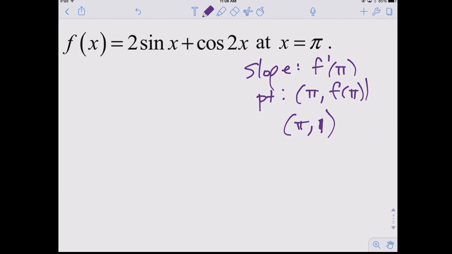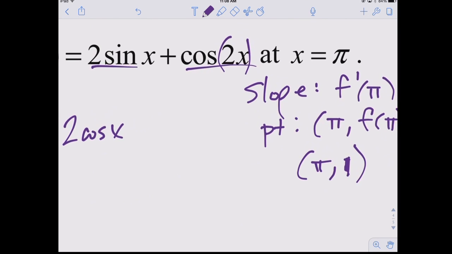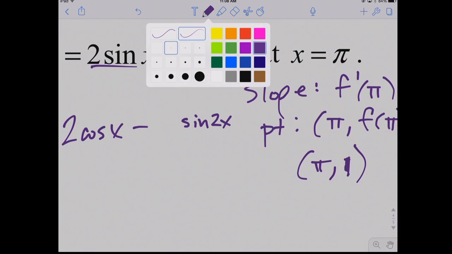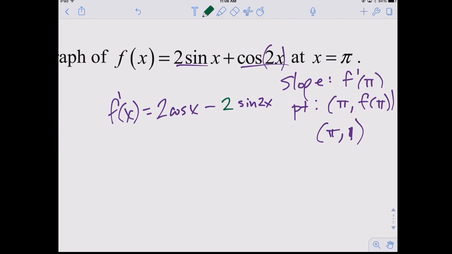Now I need the slope. But before I can find f prime of pi, I got to find f prime of x. Okay, so I got 2 terms. The derivative of 2 times sine is 2 cosine of x, right? The second one's going to require the what rule? Because it's not cosine of x? Yeah, chain rule, because it's cosine of the blob. So that's going to be negative sine of 2x, and then times the chain rule, the derivative of 2x, which is 2. And notice I left a space in the front, so I wouldn't have to rewrite it. You don't have to do that, but again, notation, notation, notation.